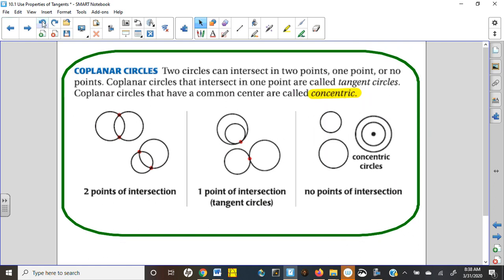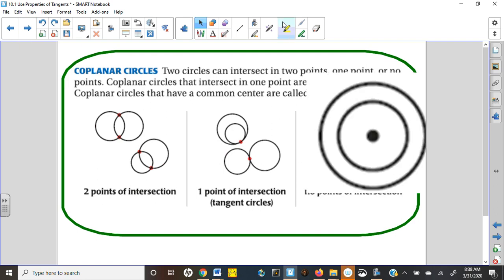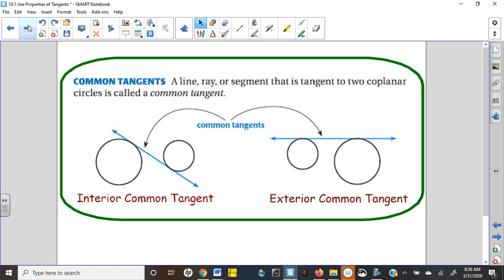And I think we've referenced that before. That's if you take the area between concentric circles, we call that an annulus. And you guys have found the area of those before. So some more terminology for you.